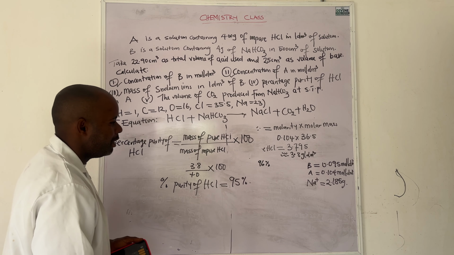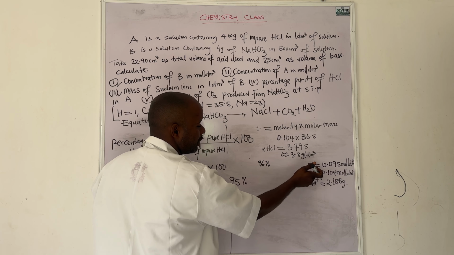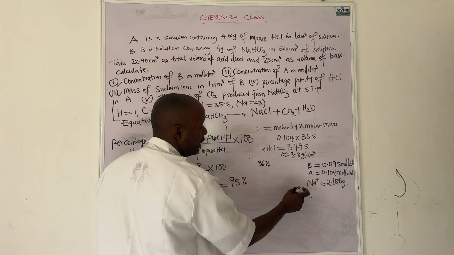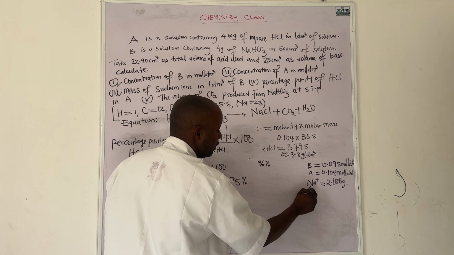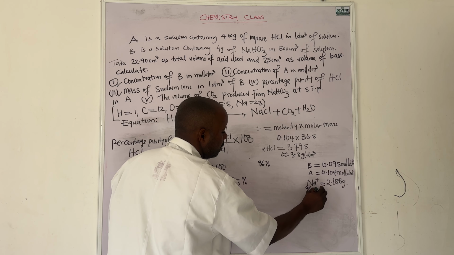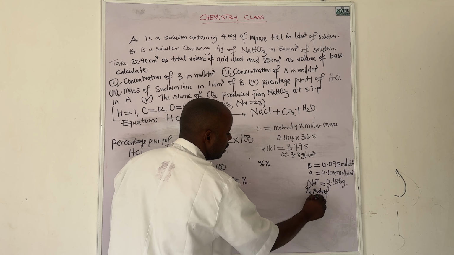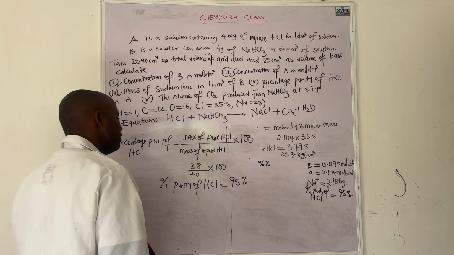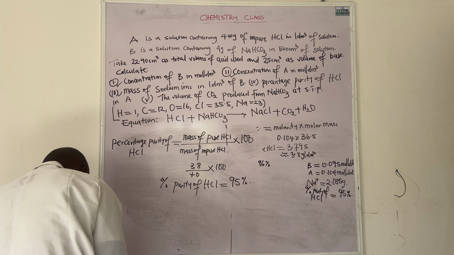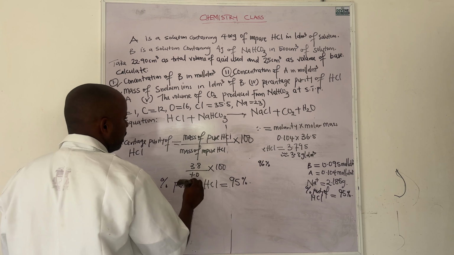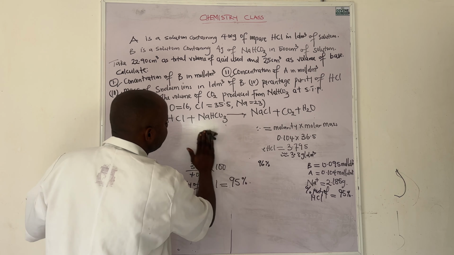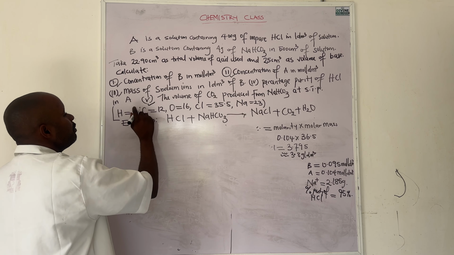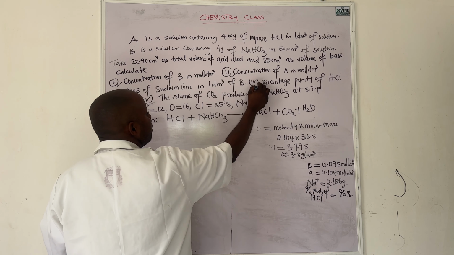So in this question, we have been able to solve for A, the concentration of B, the concentration of A, sodium, the mass of sodium ions, and the percentage purity of HCl is equal to 95%. So by so doing, let's move to the last aspect of the question. Okay, we are through with this percentage purity.